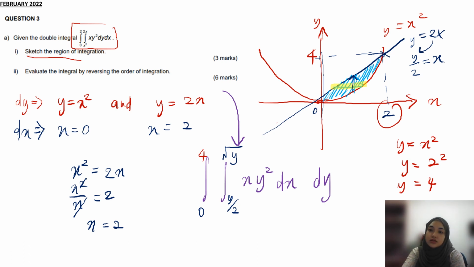Okay. So it is the same if you try substituting here. Let's say y equals 4, 4 divided by 2, you get x equals 2 again. Okay. So this is the reversing order of integration. So in the next slide we will continue to calculate.